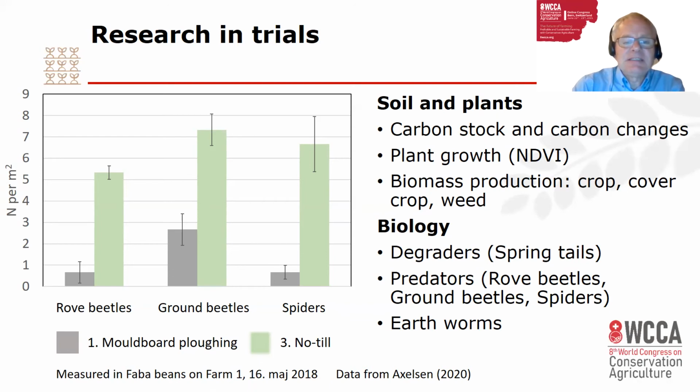As can be seen, the number of beetles and spiders are between 3 and 8 times higher in plots that were not moldboard plowed. So you can achieve, as shown here, a lot of natural predators by conservation agriculture compared to a traditional plowed system.